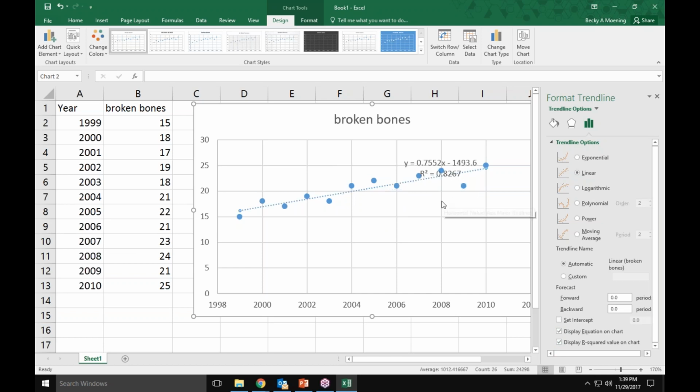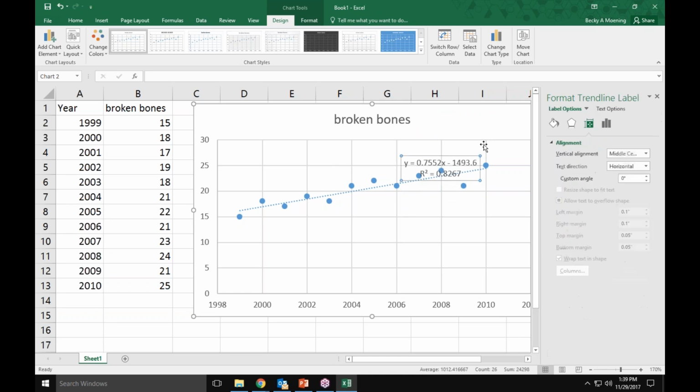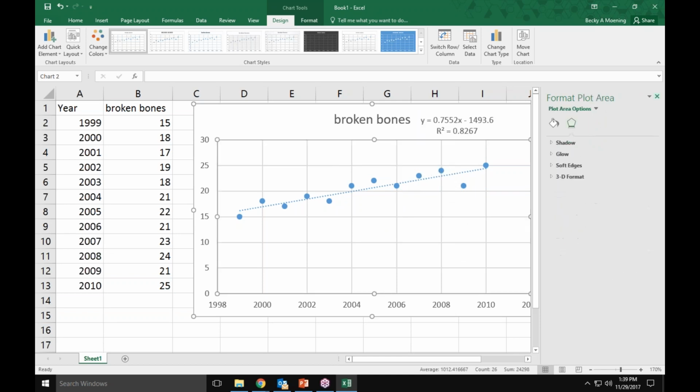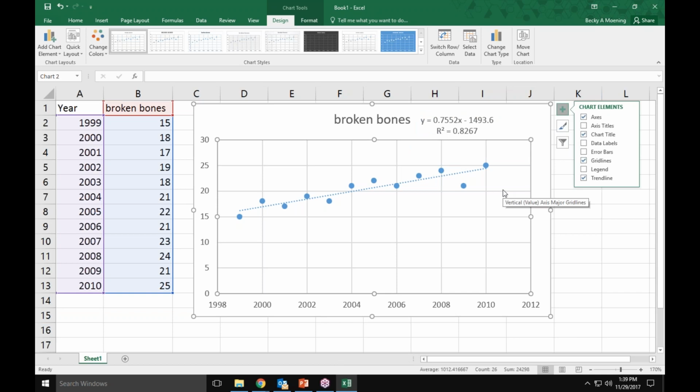I want the equation, y equals mx plus b, and I want r squared. So when I did that, I can now get rid of that piece. I now have a linear model, and I have r squared. So you can see our slope is 0.7552. The number of broken bones approximately increases. It's a positive slope, so we know it's increased. The number of broken bones increases about 0.75 for every year after 1999. There's your interpretation of the slope.